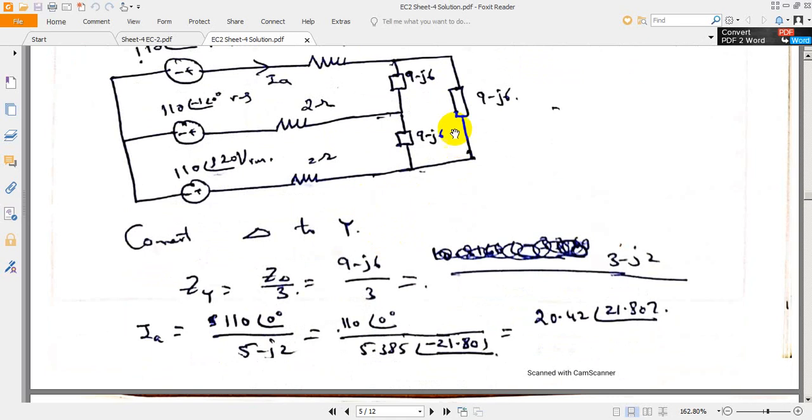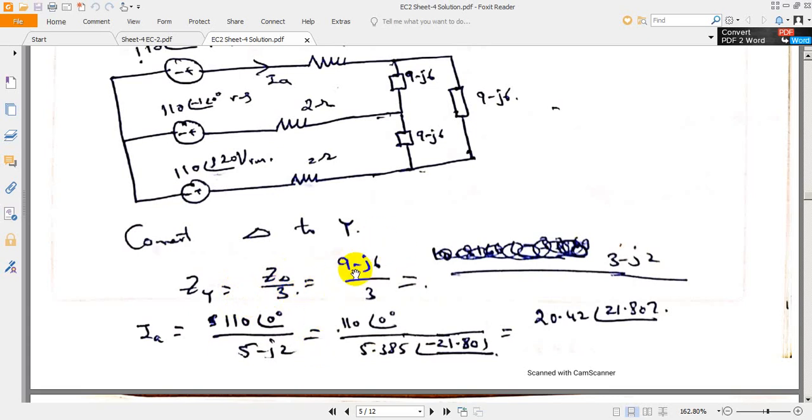So what we need to do, the simplest and easiest way, is to convert the delta into the star form. If we convert the delta into the star form, the delta impedance should be divided by 3. So ZY is equal to Z delta divided by 3.